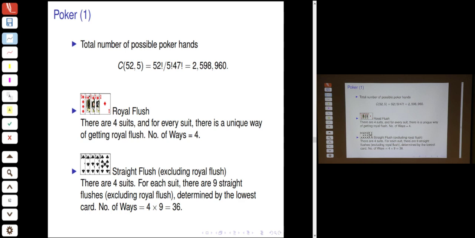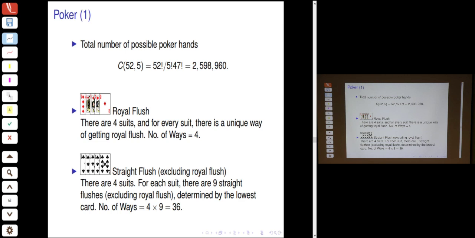Try again. I can form this hand in 2 steps. First step, choose the suit. Second step, choose the smallest number. How many ways to choose the suit? 4. How many ways to choose the smallest number?